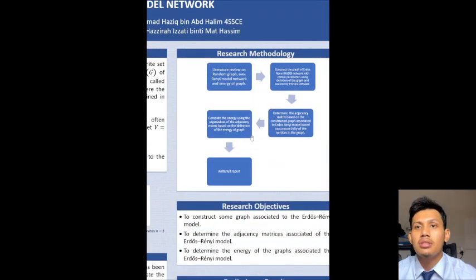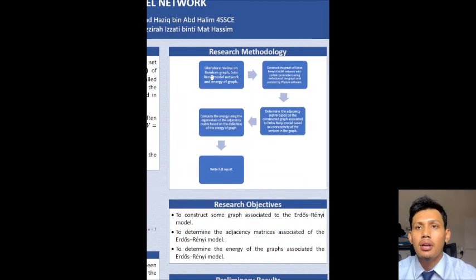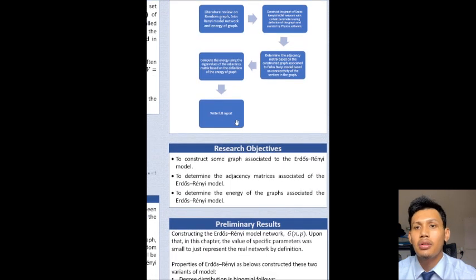Research methodology. This has 5 phases. The first one is the literature review. The next one is constructing the graph model itself, and then determining the adjacency matrix, and from the adjacency matrix we are going to compute the energy. The final one is to write the full report. Research objective consists of 3 main points.